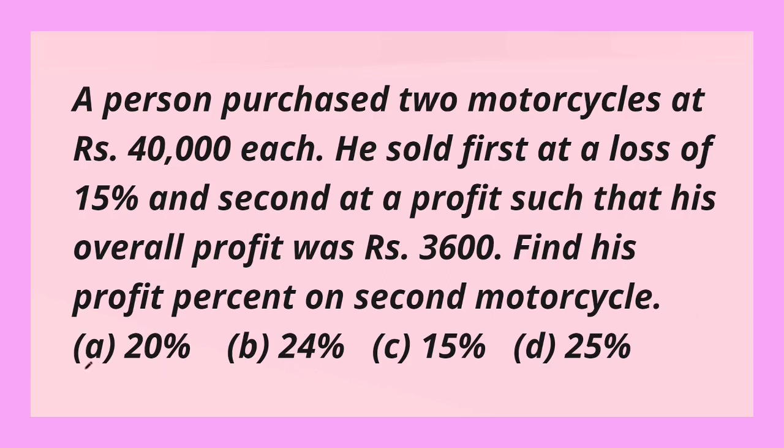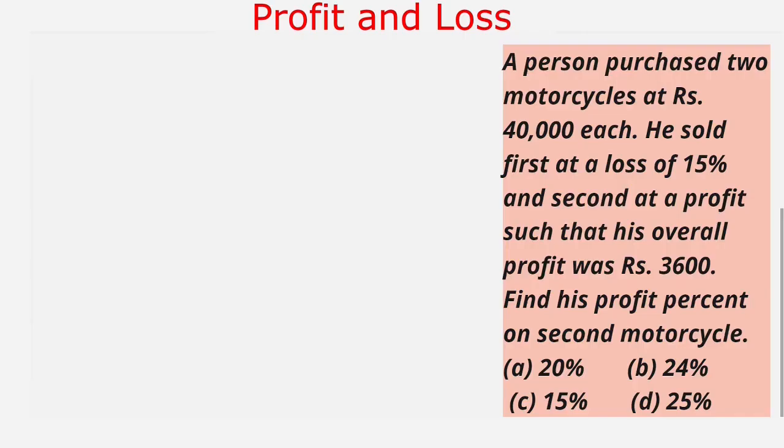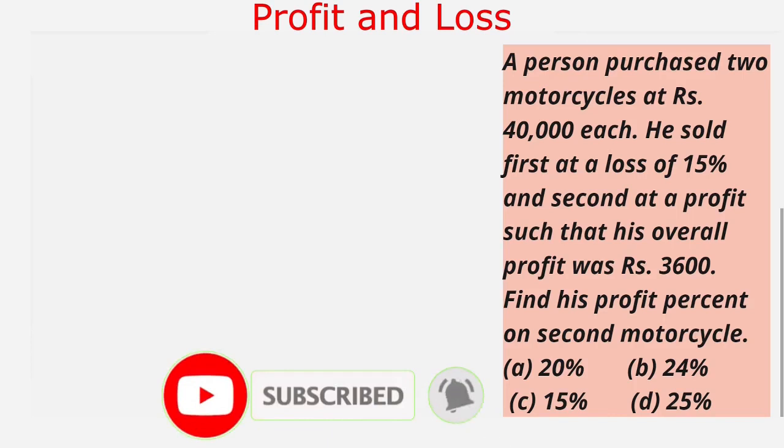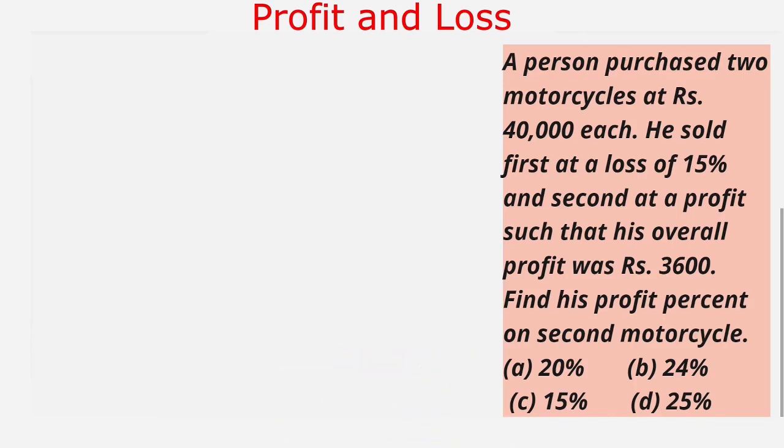The given options are option A 20%, option B 24%, option C 15%, option D 25%. I will solve this question first orally, then write down all the steps so that you can understand how it was solved. The first motorcycle was sold at a loss of 15% and 15% of 40,000 is 6,000.